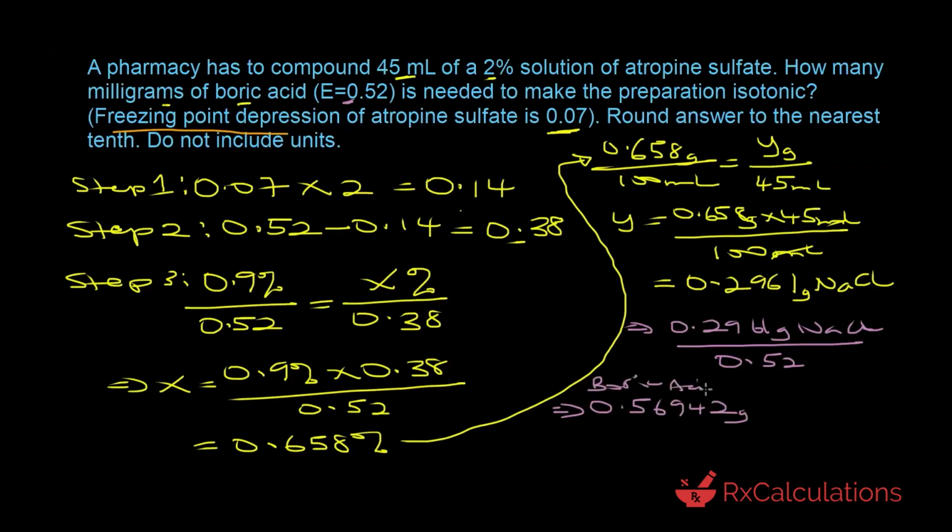So let's put that here. But we need to be in milligrams. So we do a quick conversion. So 1 gram is 1,000 milligrams. And now you end up with 569.4. It says round to the nearest tenth. So you want to pay attention to that and do not include units.